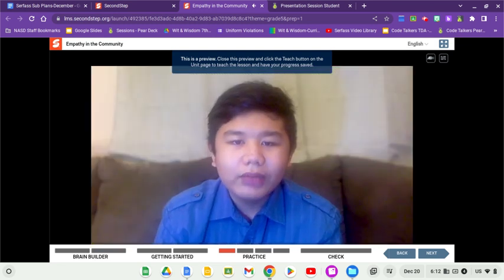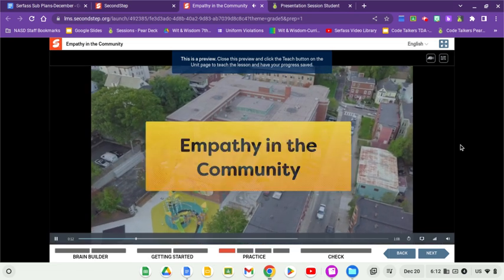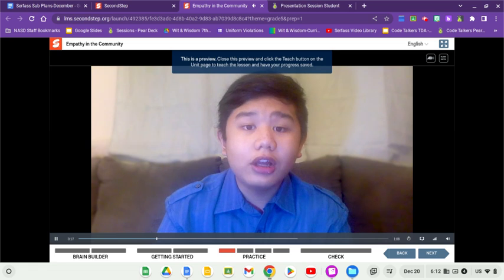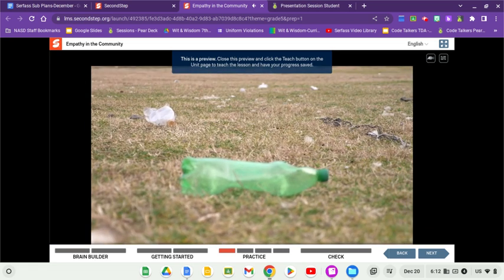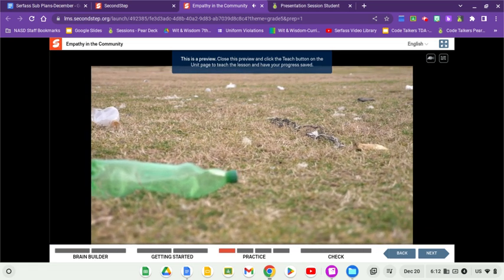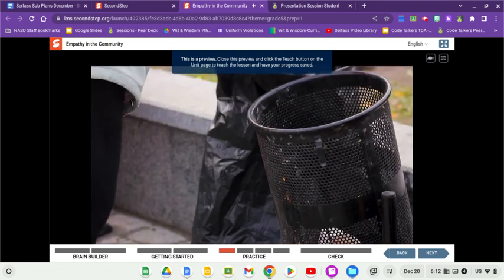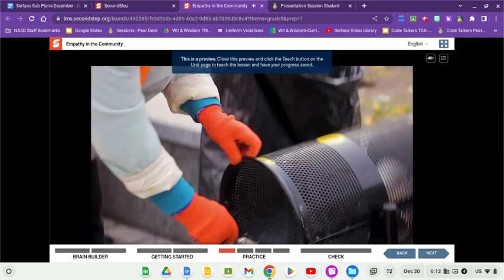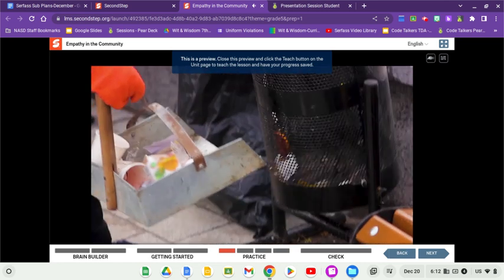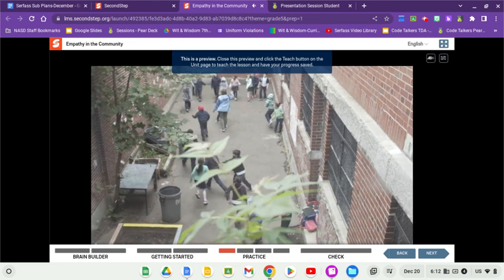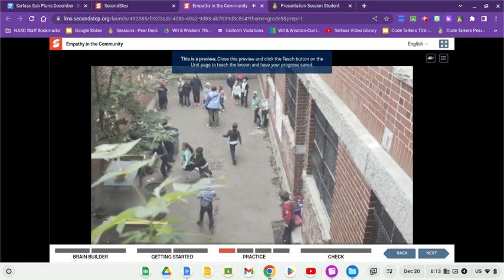Hi, my name is Ivan, and I want to tell you about when I helped my community. When I was in third grade, I saw a lot of trash on the playground, but also in the area where we eat lunch. The workers pick up the trash that the kids leave, and when we are going to play on the playground, they make sure that we're safe and we're following the rules.